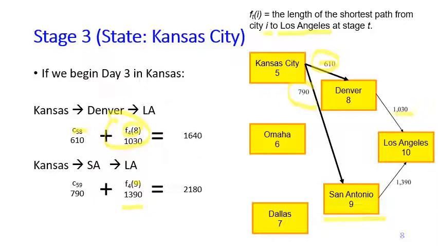And then when we compare these two options, we can say that if we begin day 3 in Kansas, it will be better to go with the first option. So go to Denver and then to LA. So that's the better option if we begin day 3 in Kansas. Again, let me emphasize the word if. If we begin day 3 in Kansas, this is the better option.